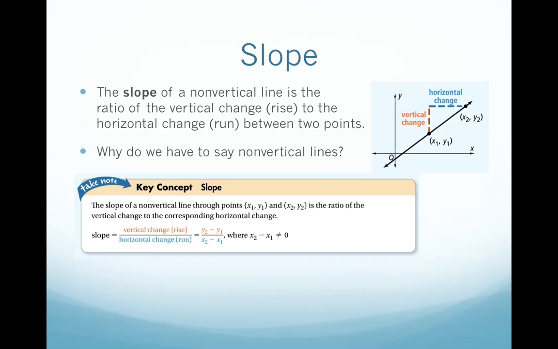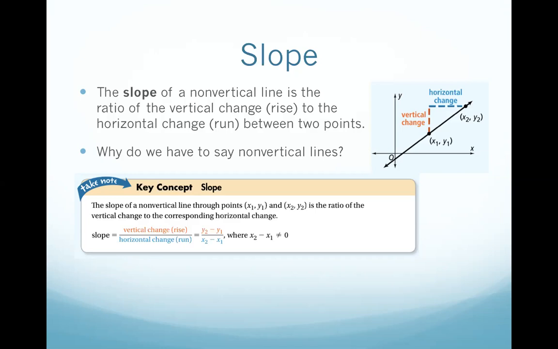So the slope of a non-vertical line is the ratio of the vertical change, which we call the rise, to the horizontal change, which is called the run. And we're always looking between 2 points. And you can pick any 2 points on a line. It doesn't have to be the closest 2 points. It doesn't have to be the intercepts or anything like that. It can be any 2 points on the line.